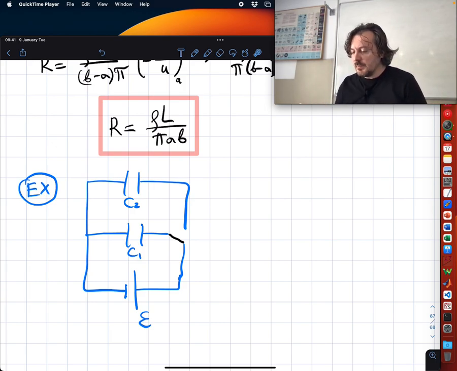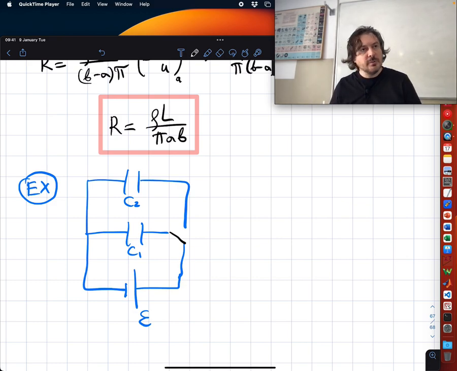So it has been charged fully like this. And then the question asks us, when it switches to this position over here, what are the charges at the end of the day? Do you understand the question? So let's start with the first situation.